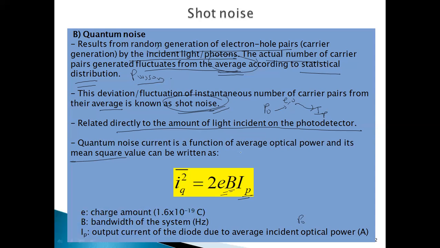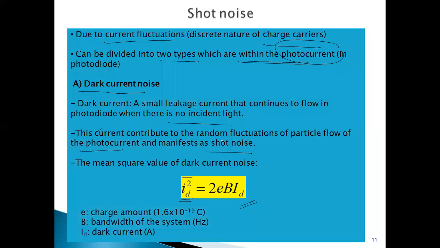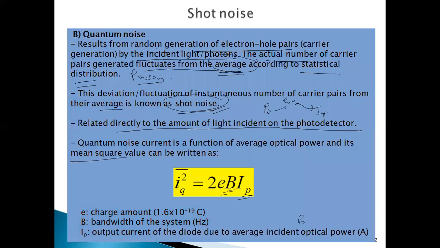Up to now we have learned about two types of noise. The first one is thermal noise due to the resistors. The second type is shot noise. Shot noise can be divided into two types. The first is dark current noise, given by this equation, depending on the dark current amount. The second is quantum noise, related to the electron and hole pairs generated by the incident optical power, and given by the equation 2 e B IP.